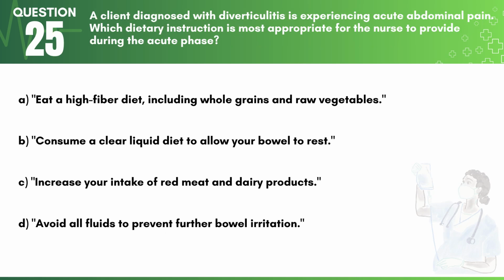Question 25. A client diagnosed with diverticulitis is experiencing acute abdominal pain. Which dietary instruction is most appropriate for the nurse to provide during the acute phase? A. Eat a high-fiber diet, including whole grains and raw vegetables. B. Consume a clear liquid diet to allow your bowel to rest. C. Increase your intake of red meat and dairy products. D. Avoid all fluids to prevent further bowel irritation.